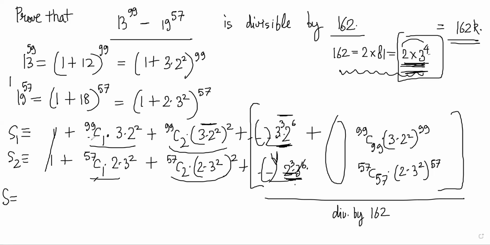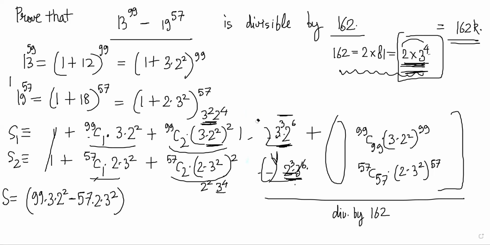So this is 99C1, which is 99. So 99 into 3 into 2 square minus 57 into 2 into 3 square. That is the first term, right? And notice that here it is 3 power 2, 2 power 4, and here it is 2 power 2, 3 power 4, right? So here immediately it doesn't seem like we can take 3 power 4 common, because 3 power 4 is here but it's not here yet, right?